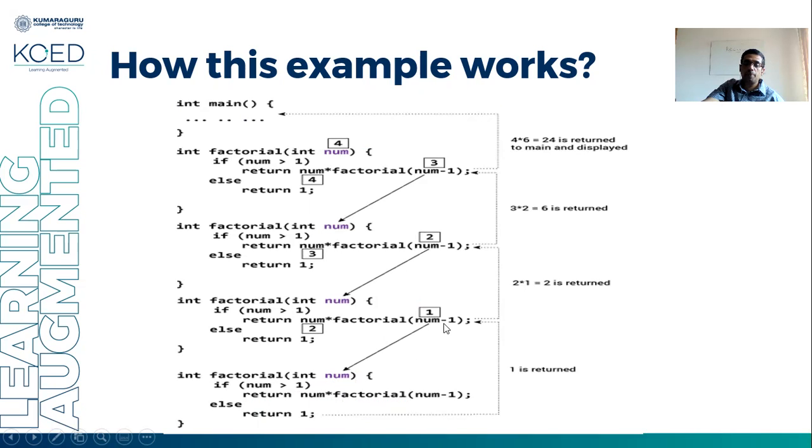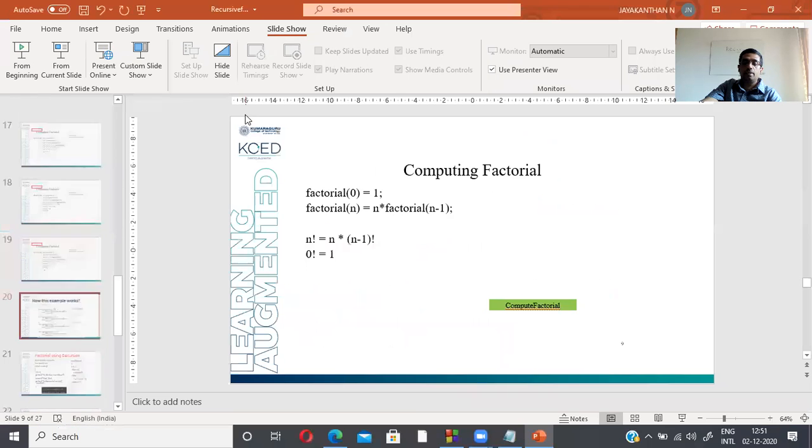The 1 will come to this place. This innermost call returns the value 1 to the next outer call. Here it will calculate 2 into factorial of 2 minus 1, which is 1, so it returns 2 into 1 to the next outer call. Here it will calculate 3 into 2 and return the value to the first recursive call: the value of factorial of 3 is 3 into 2 equals 6. Then 4 into 6 equals 24. 24 is returned to the called function, which is the main function, and the value gets printed. We will see an example in the code blocks.